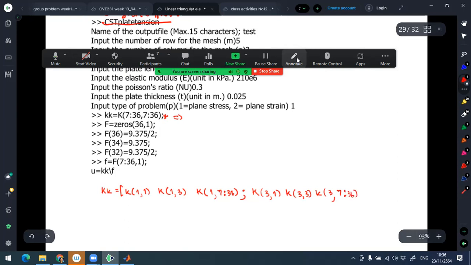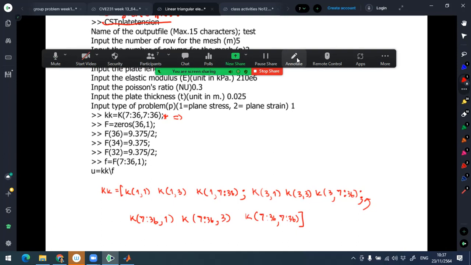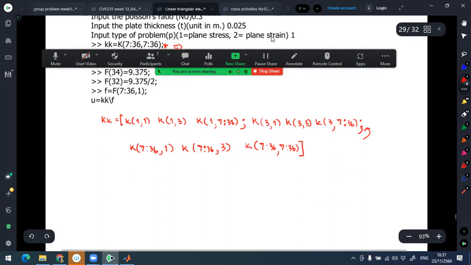Okay, and then we go to the last submatrix, which should be connected together, right? I have no space. It should be K 7 to 36 1, K 7 to 36 3, and K 7 to 36 and 7 to 36. Okay, this is the matrix K after applying boundary condition.